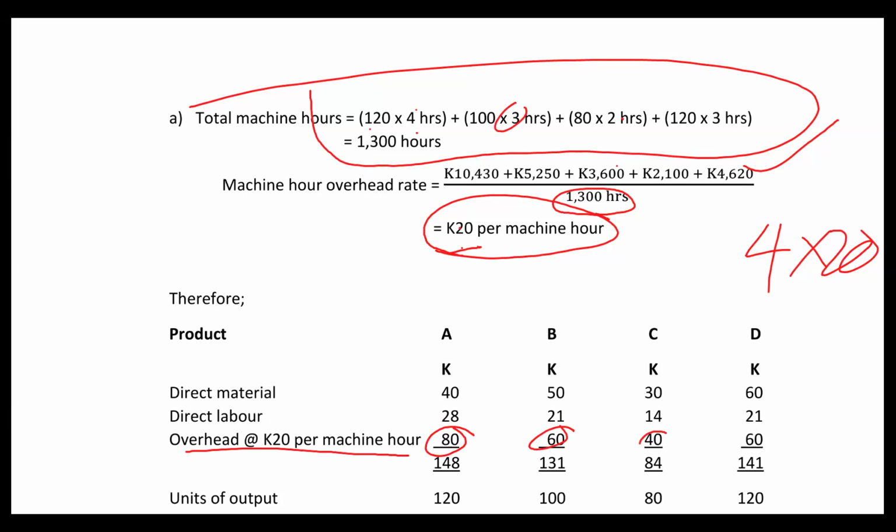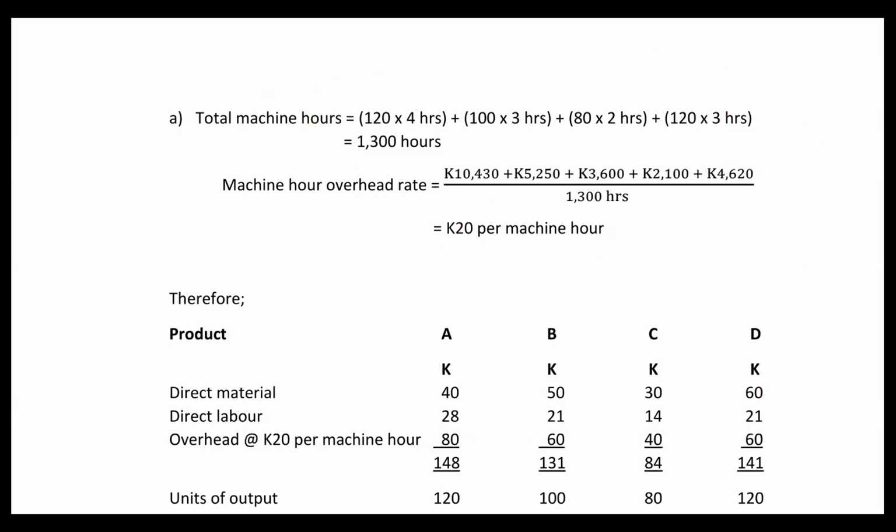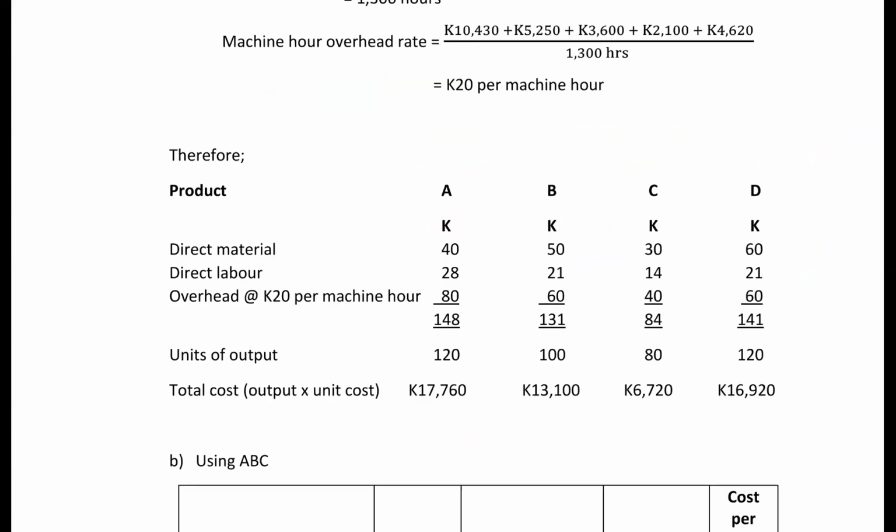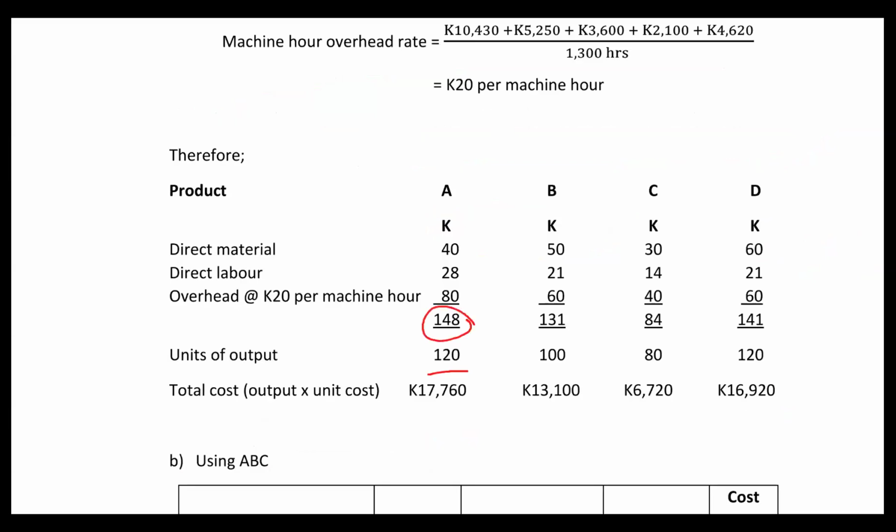When you add all these now, it will give you the total cost per unit, because these are direct material costs plus direct labor plus the overhead. These are total costs per unit. So if you really want to find the total cost that is not unitized, you just multiply the total cost per unit times the number of units. There are 120 for product A, 100 for product B, 80 for C, and 120 for D. Then it will give you the total cost for each product. That is the traditional approach. That's what we explained last time.